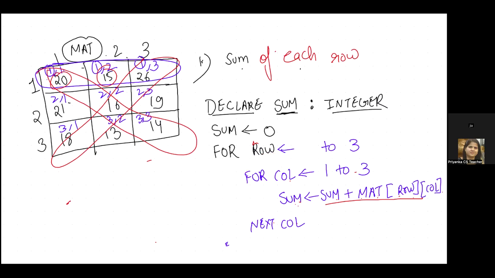How can you find average? How many total elements do you have? Row times column is always the size of a 2D array.